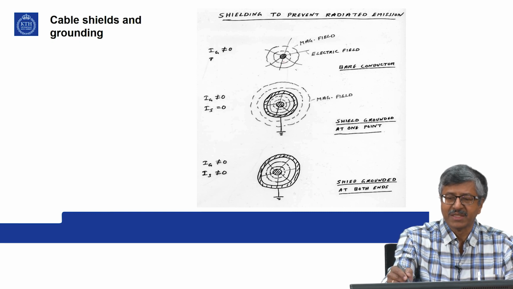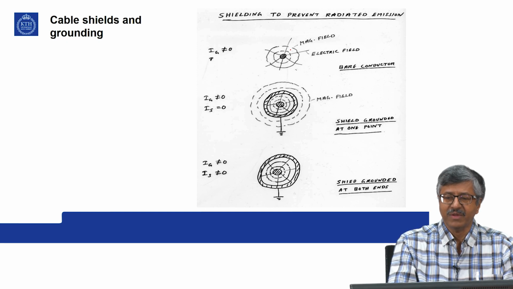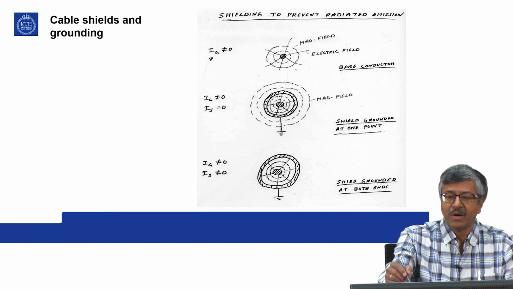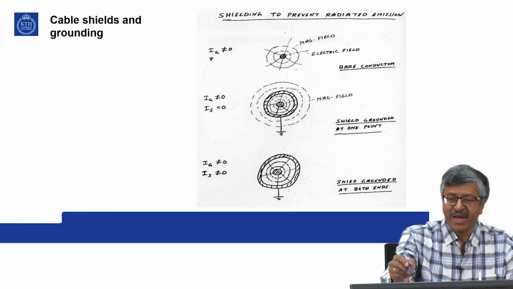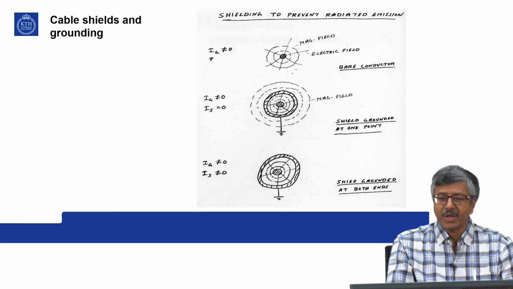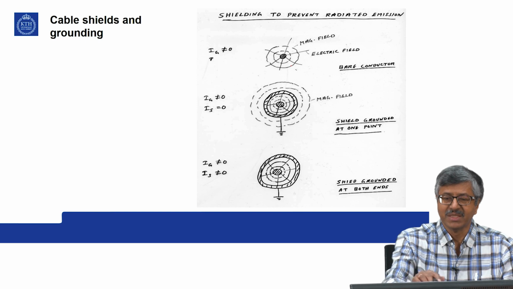So, if you have a receptor conductor inside and a shield outside, and if there are no shield currents, then you have electric field and magnetic field penetrating outside the cable shield, because there is no current on the cable shield. So, this is just a bare conductor. It does not matter whether you have a shield or not, as long as they are not connected anywhere, as long as the shield is not carrying current, it is not having any effect.